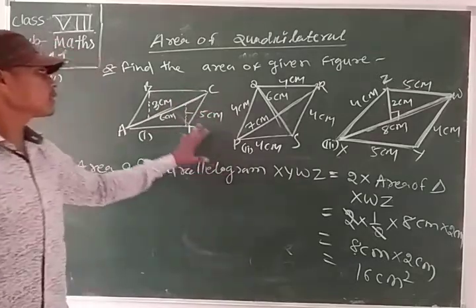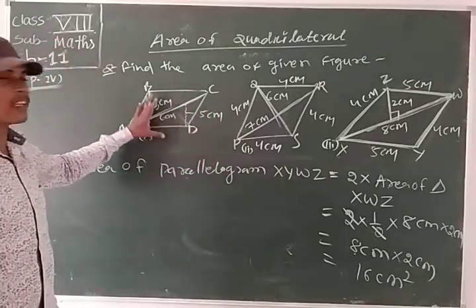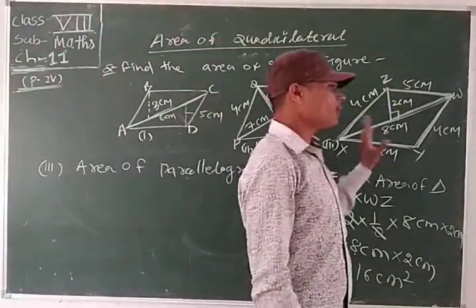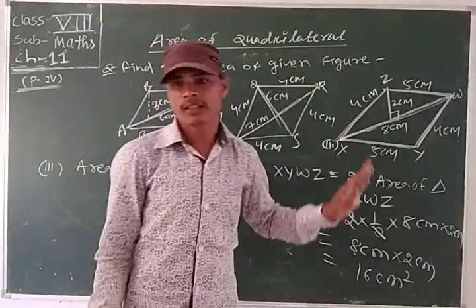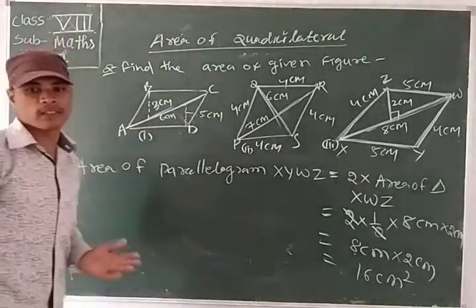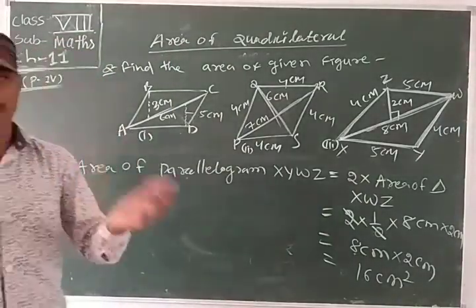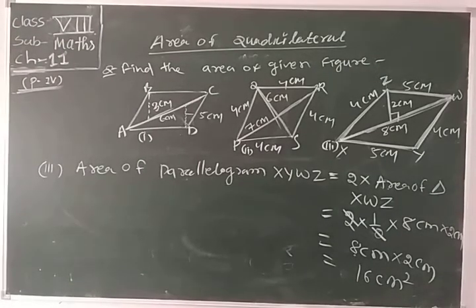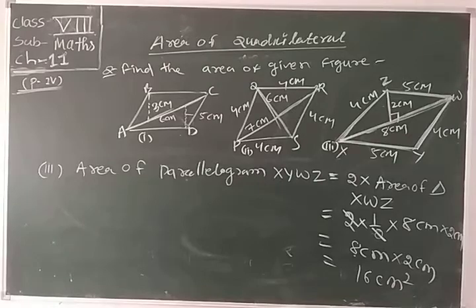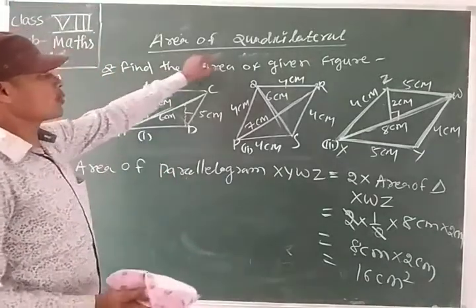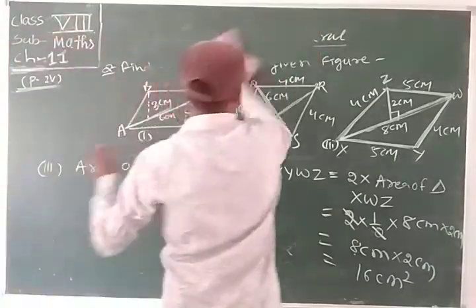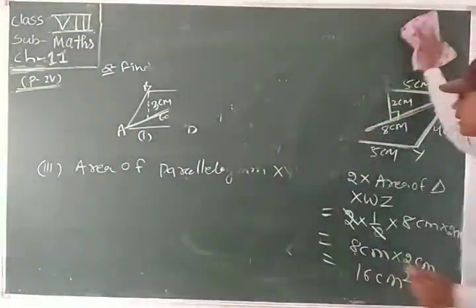Here we found the area of quadrilaterals: the area of a rhombus and the area of a parallelogram. Now you will find the area of a polygon. Different types of polygons are there. Now we find the area of a polygon. Any polygon is given, then how can you find its area?